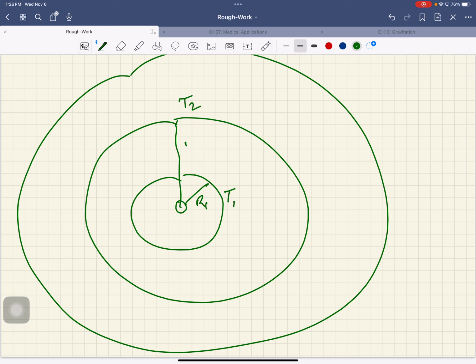And this was quite amazing. T1 squared divided by R1 cubed is the same for all planets. So when you're orbiting a heavy object, your period squared divided by radius cubed is the same. It's a constant. What Mr. Kepler didn't know was that it was inversely proportional to the mass of the sun.